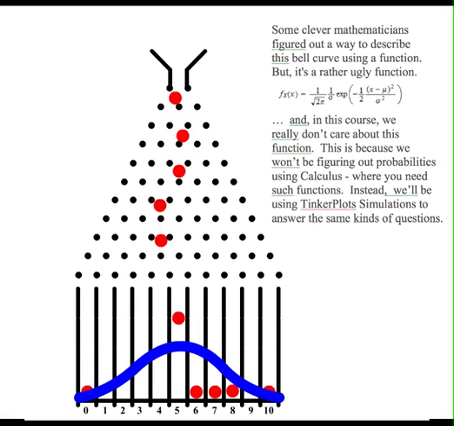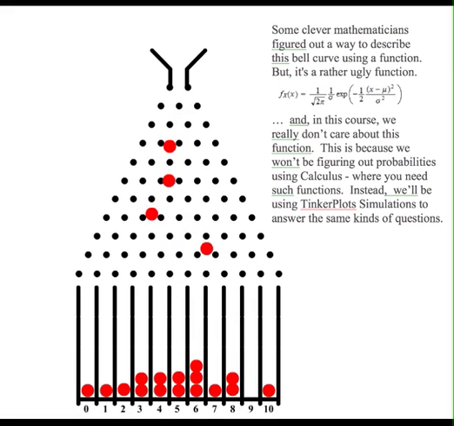Some clever mathematicians figured out a way to describe this bell curve using a function. But it's a rather ugly function, as you can see here. Or perhaps you think it's a lovely function, if you're the kind of person who gets excited about such things. But in this course, we really don't care about this function. This is because we won't be figuring out probabilities using calculus, where you need such functions. Instead, we'll be using TinkerPlots simulations to answer the same kinds of questions.